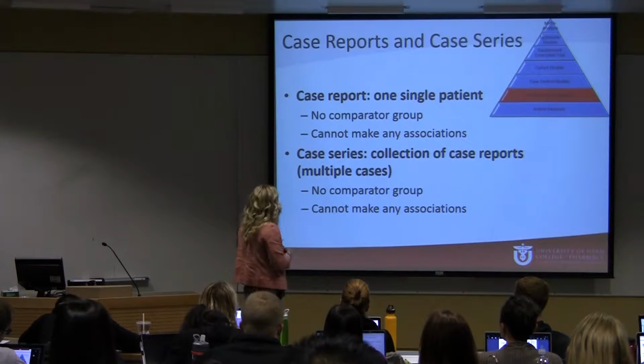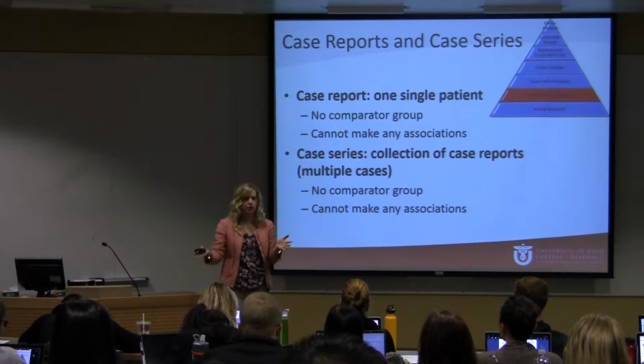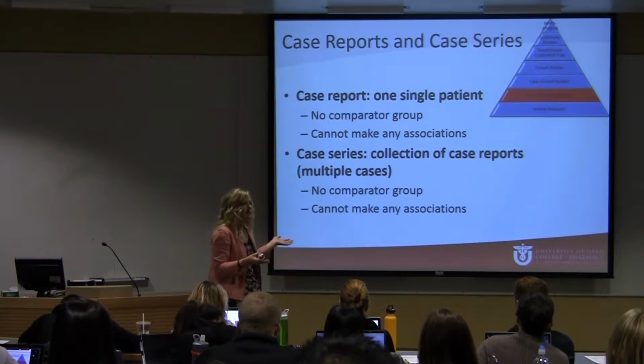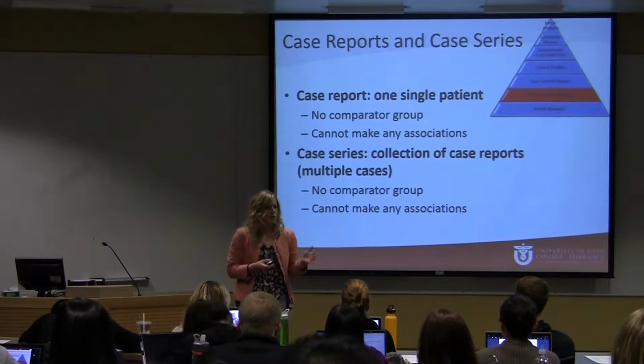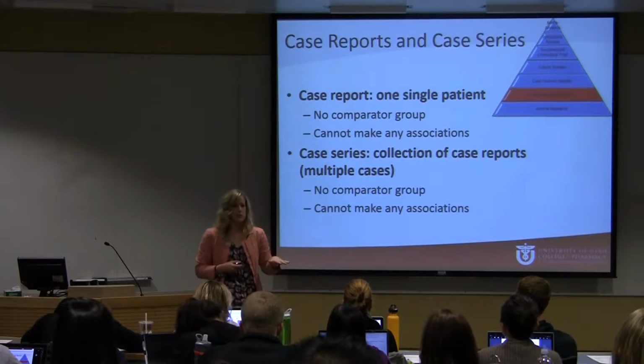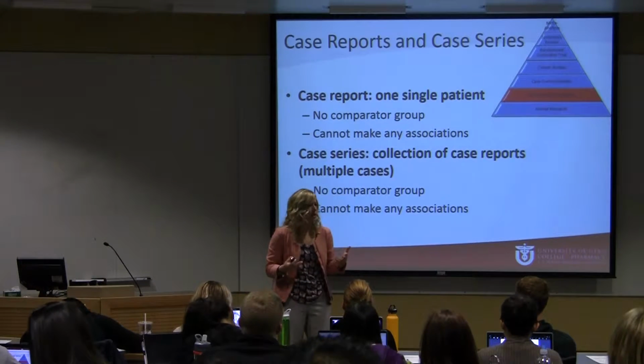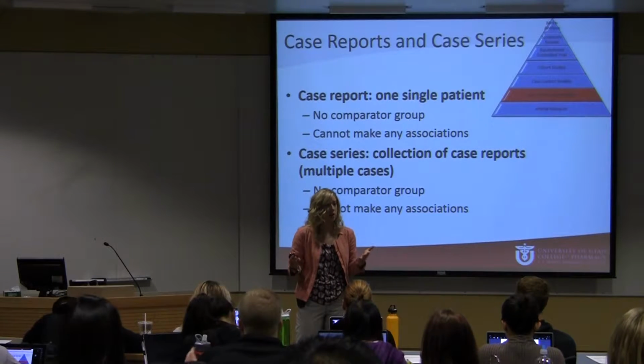So again, there's no real comparator group. You're not comparing to another group that didn't have this happen to them. And you can't still make any associations with these. So these are kind of the bottom level. This is when you start to see something and you're like, hey, maybe there's a pattern here. Maybe I should introduce this to the literature and see what other people have seen.